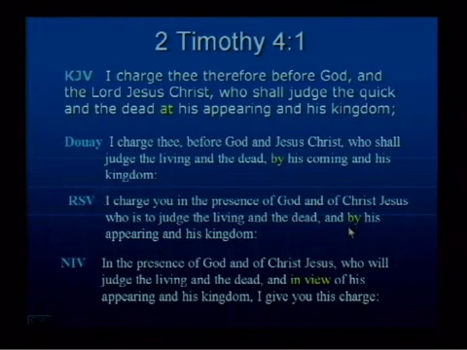RSV says the same. "By." NIV says "in view of." Hello? What does that imply? This implies that the judgment takes place when? When Jesus comes back. Jesus is going to come back. What does the other one imply? Implies something totally different. Let's see.